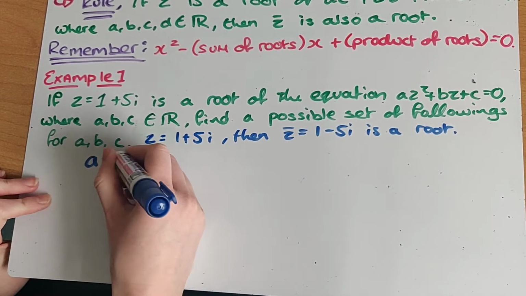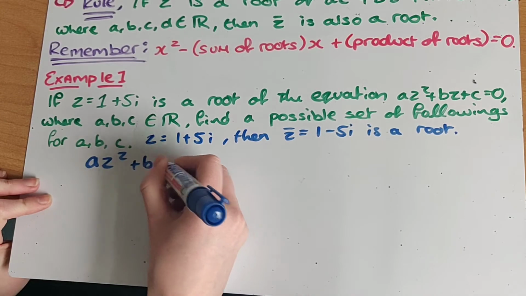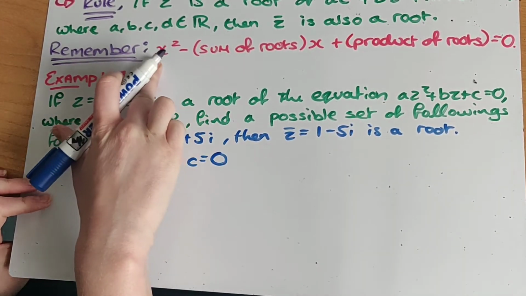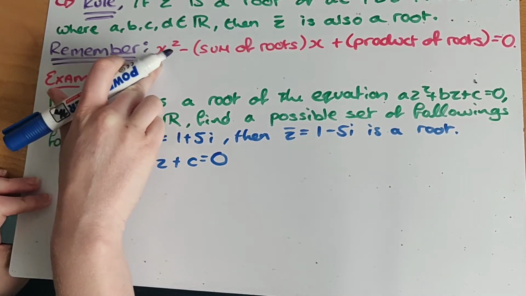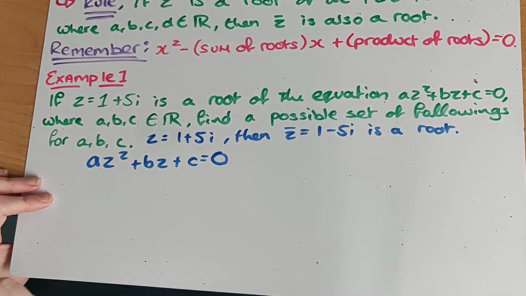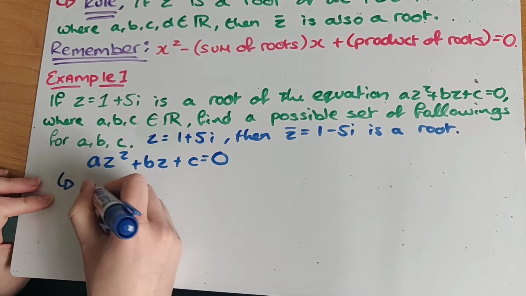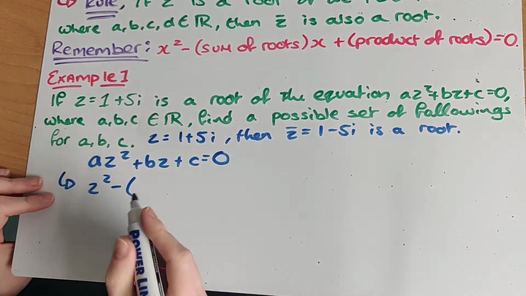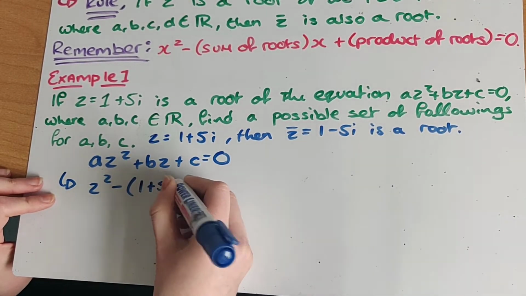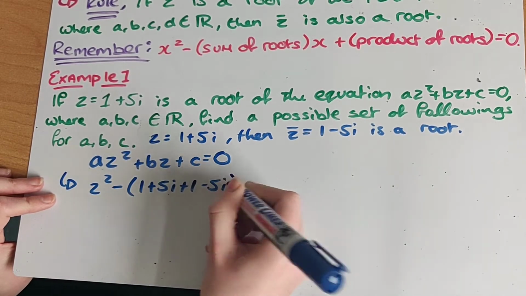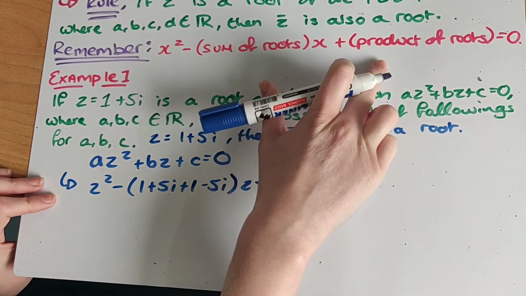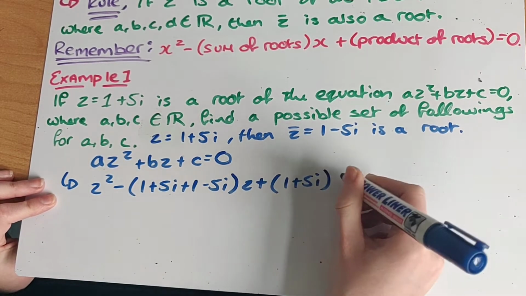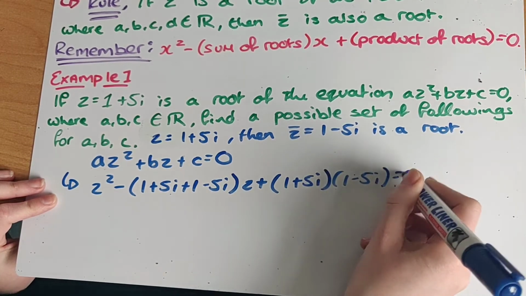So we have two roots of our complex quadratic. So we now have az squared plus bz plus c equal to 0. But what we know here is that if we take this and change our x to a z, we should be able to find our quadratic equation with our two roots. So we're going to say z squared minus the sum of the roots. Now remember, the word sum means to add the two together. So minus (1 plus 5i plus 1 minus 5i) times z plus the product of the roots. Now remember, product means multiply. So (1 plus 5i) times (1 minus 5i) equals 0.